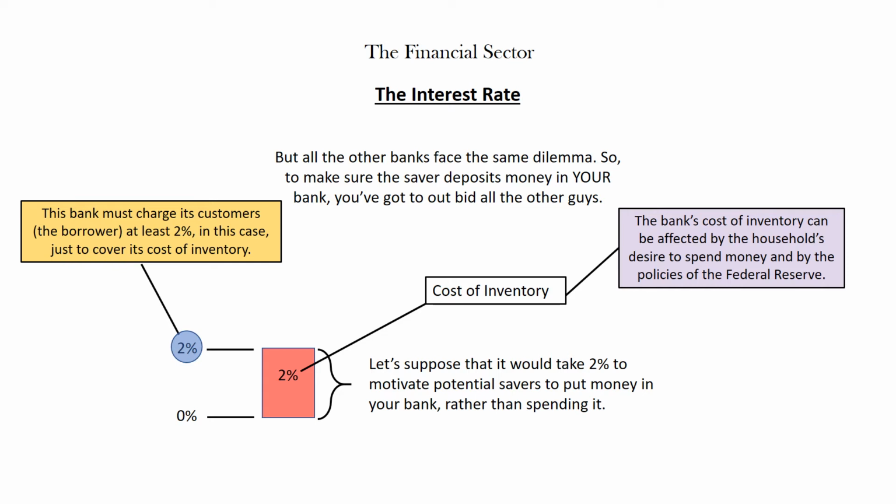The bank's cost of inventory can be affected by the household's desire to spend money and by the policies of the Federal Reserve. Now, we will talk about the policies of the Federal Reserve again in Module 10, the module on money, banking, and monetary policy. Now, this term, cost of inventory, you will only hear in this class. I use that term to emphasize the fact that a bank is a middleman who needs an inventory to do its job. In the financial community, however, this is known as the cost of funds.